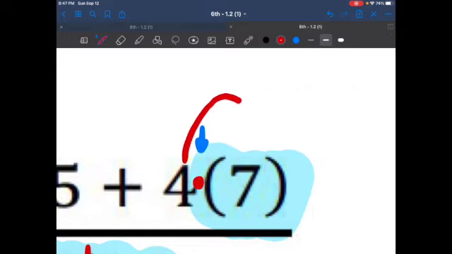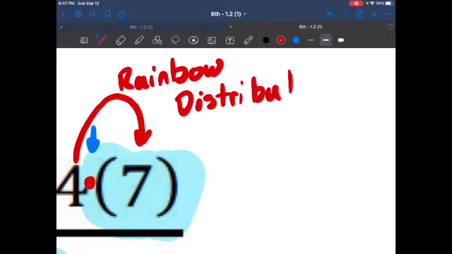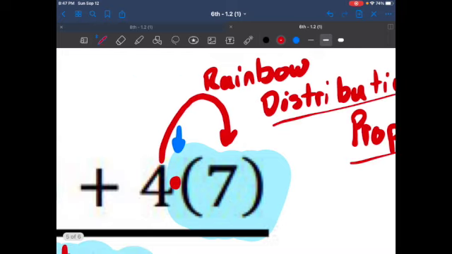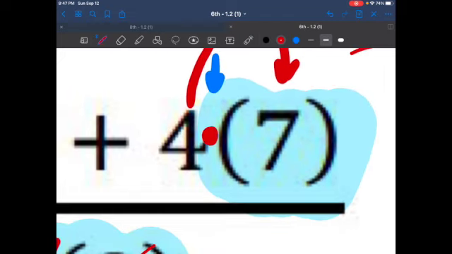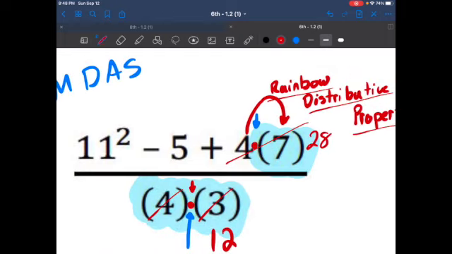So I'm going to draw a rainbow or a little arrow like this. I like to call it rainbows. The actual math word is called the distributive property. Okay? So we'll talk more about this a little bit later, but eventually you're going to see a bunch of these arrows and it's eventually going to look like a rainbow. That's the way I learned it. That's the way I like to teach it. So 4 times 7 is going to give you what? That is 28.